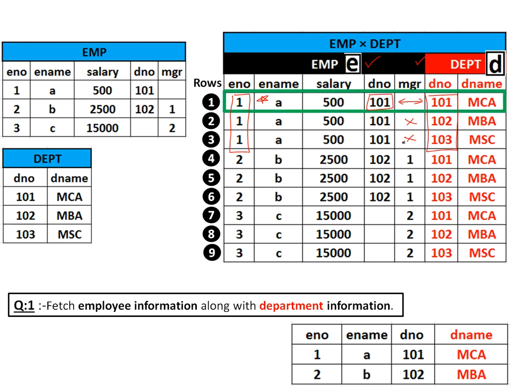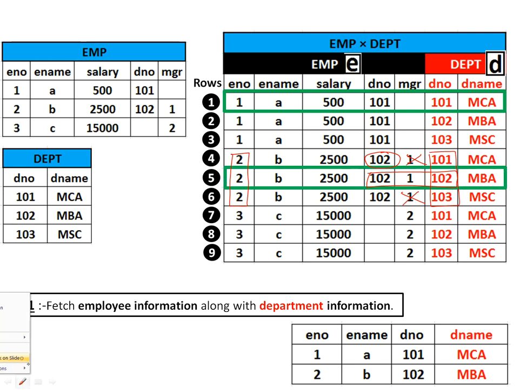Next, employee number 2. What have you done? Sir, I joined with all departments. Please join with only your department. Don't stay with all. This one not matched. Yes, this one matched. This one not matched. Yes, sir, I need this. Employee number 3 is not working, so you will get this data.